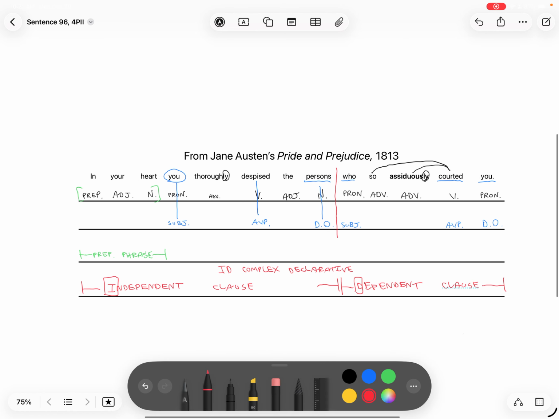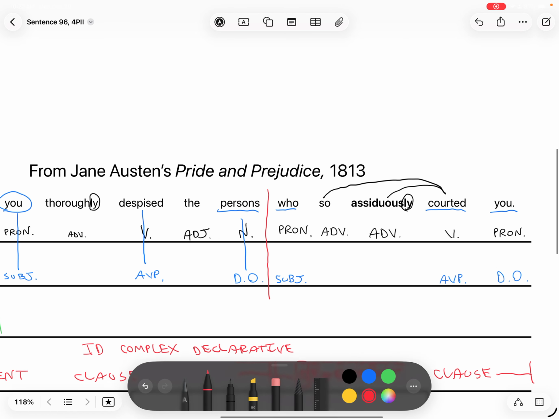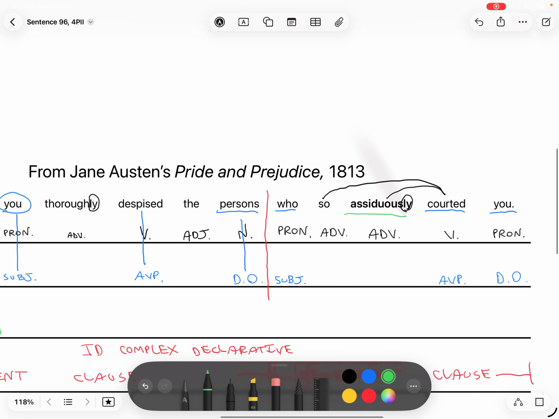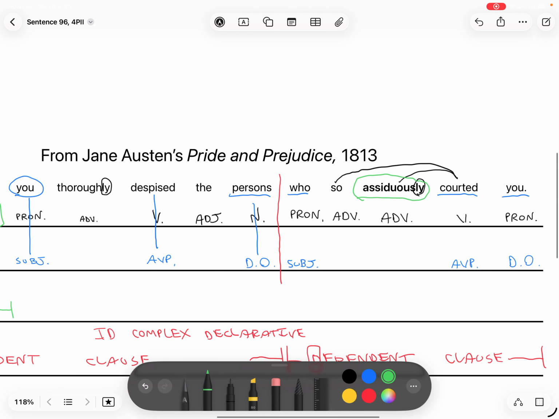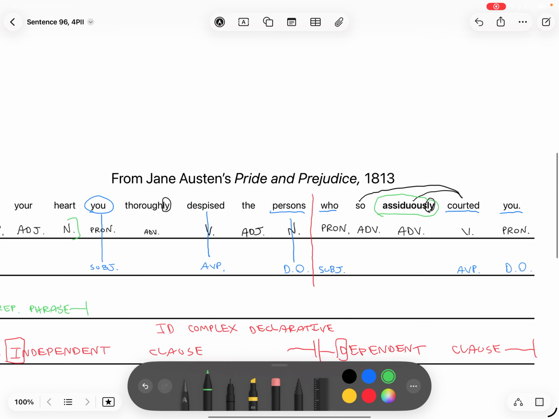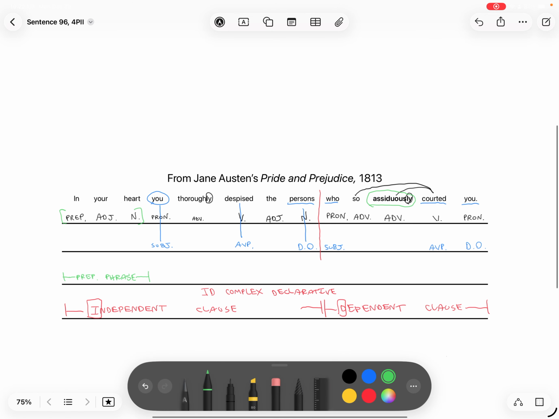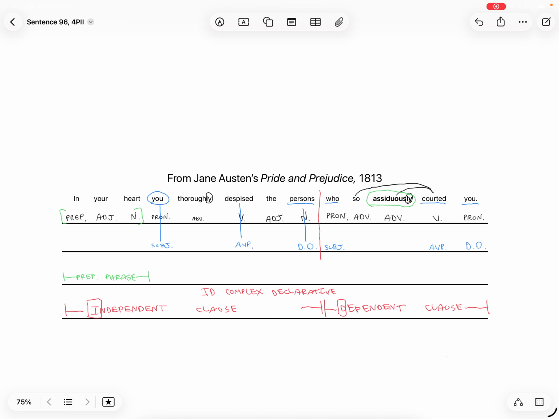And with that, we have completed the analysis of this sentence. And as a little bit of an extra here, assiduously, this vocabulary word, means to do something in an aggressive or highly determined manner. So the people being described here aggressively and in a determined way, they courted the person, the you being described here. And there we have it. We have successfully completed the analysis of this sentence from Jane Austen's Pride and Prejudice.